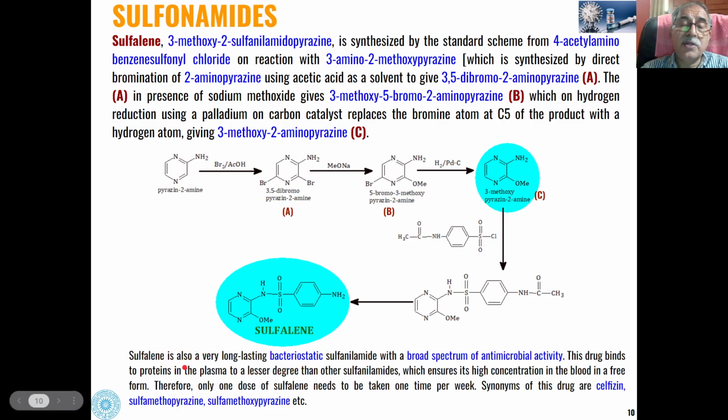So sulfalene is a very important sulfonamide drug which is used as a bacteriostat, and it has a broad spectrum of antimicrobial activity. And this drug binds to protein in the plasma to a lesser degree than other sulfonamides, which ensures high concentration in the blood in a free form. Therefore, only one dose of sulfalene needs to be taken per week. This drug is also known as sulfizine, sulfametopyrazine, or sulfamethoxypyrazine.